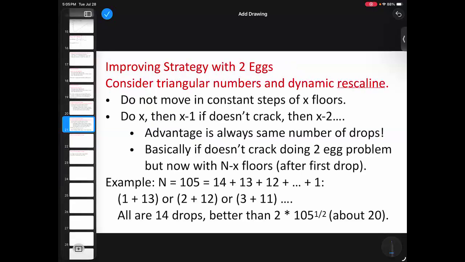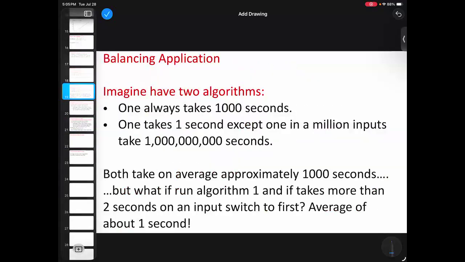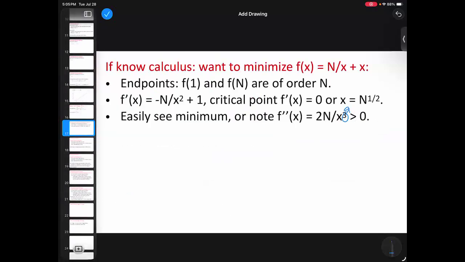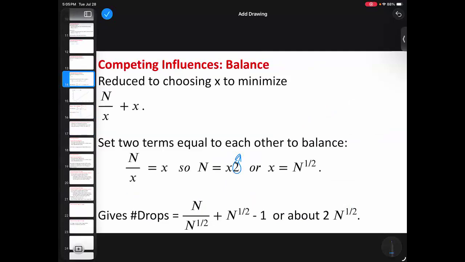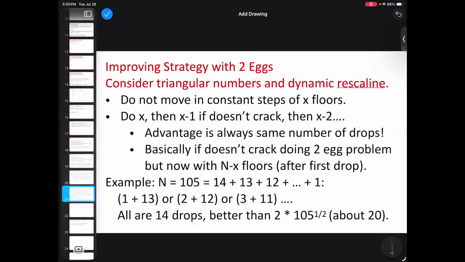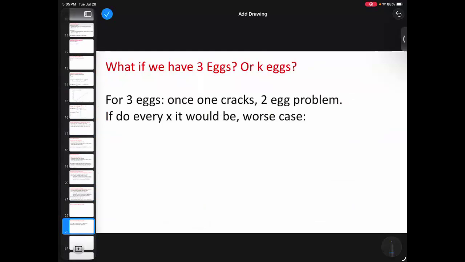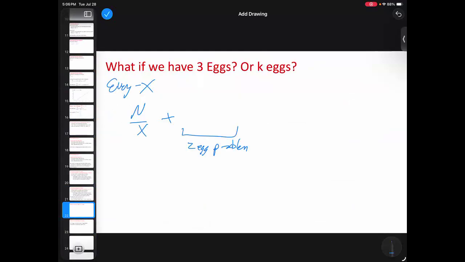And we just showed, and this is one of the reasons why I like to do it like this, that it takes about 2 times the square root of the number of floors drops in the 2 egg problem. That's what we showed. So now, when we're doing this, it's going to be 2 times the square root of the number of floors, which is x.